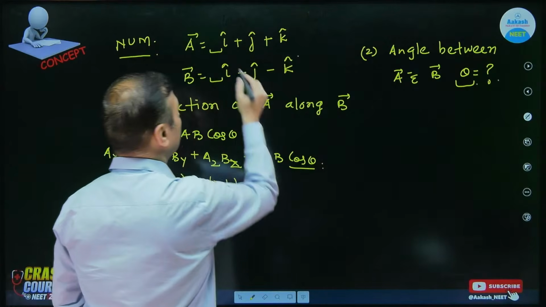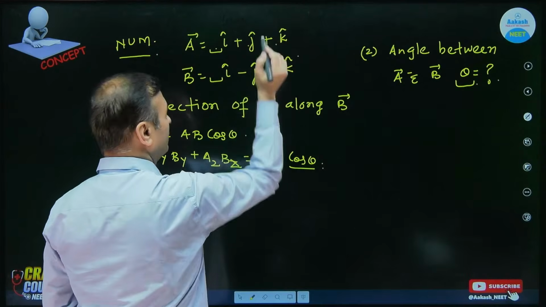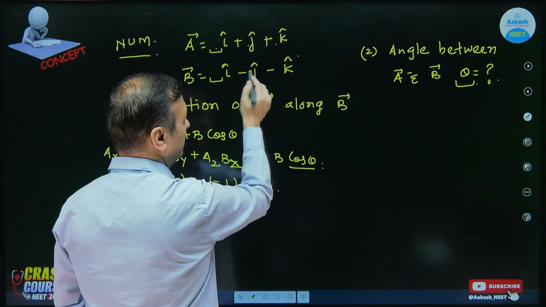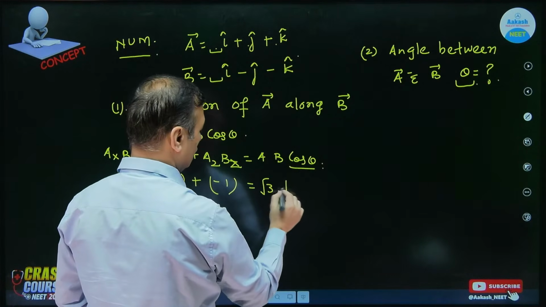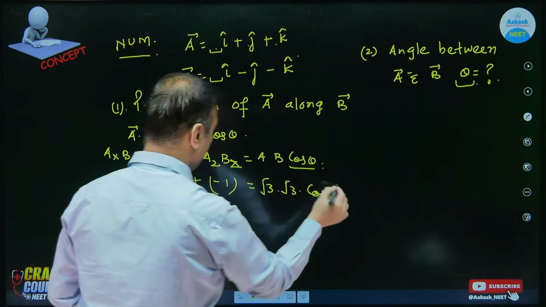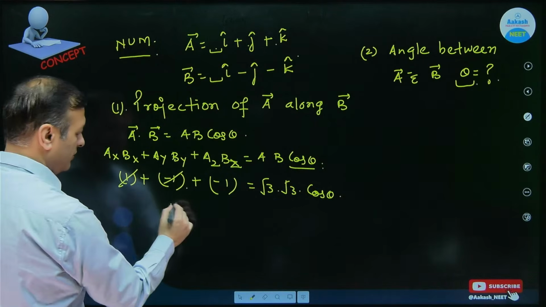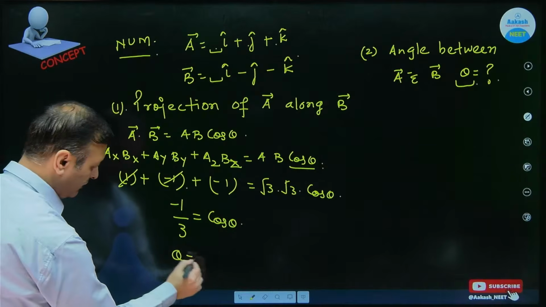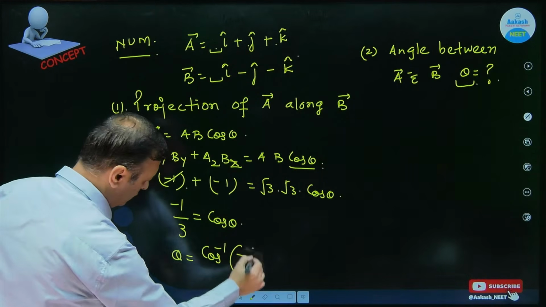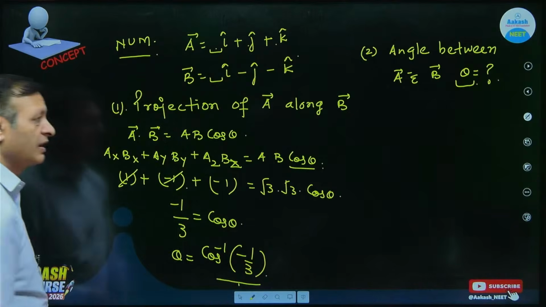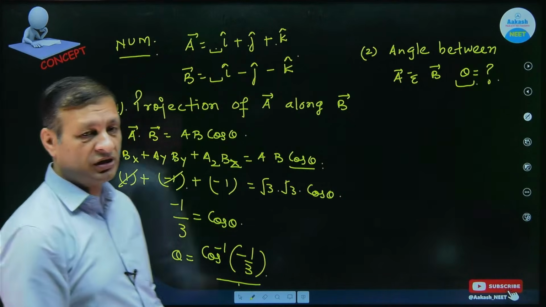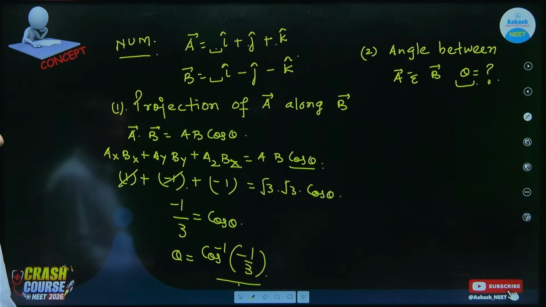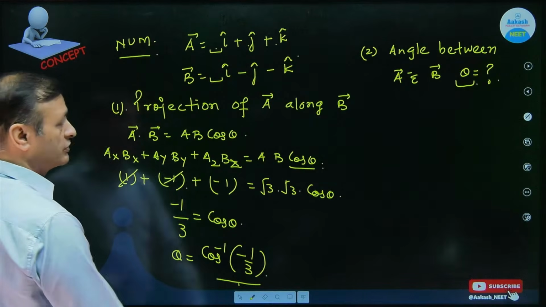So magnitude of A is 1 square plus 1 square plus 1 square, the whole under the root. So this is root 3, and this is also 1 square plus minus 1 whole square plus minus 1 whole square, so that also gives you root 3. So here it becomes minus 1 by 3 as cos theta. So theta can be written as cos inverse of minus 1 by 3, which is in the second quadrant. So that defines the angle between these two vectors. So that was cos theta.